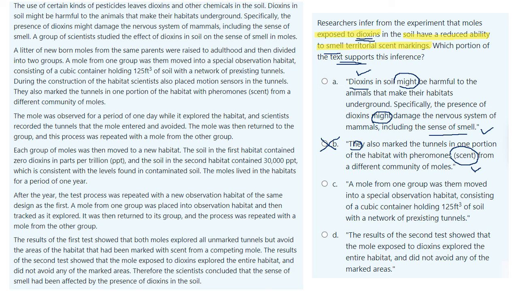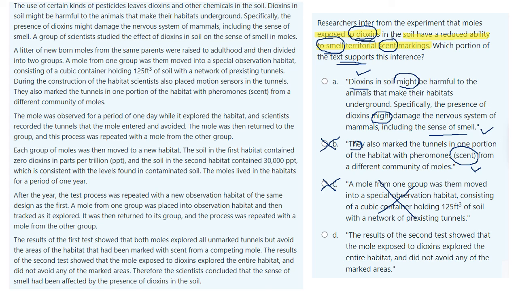C, a mole from one group was then moved into a special observation habitat consisting of a cubic container holding 125 feet cubed of soil with a network of pre-existing tunnels. This is a description of the process. There is nothing about dioxins, and there is nothing about smell or scent in answer C. So C we can take away very easily. B only has scent, not dioxins, so we remove that. C has neither of these key ideas from the question, so we remove that as well.